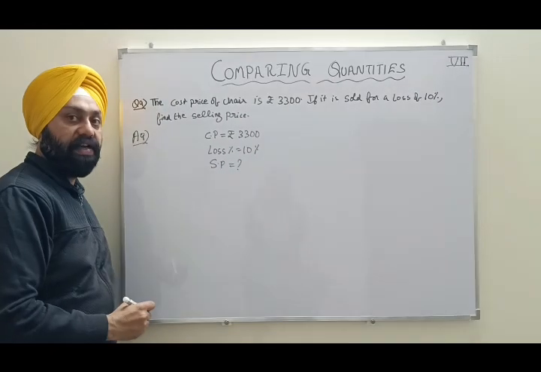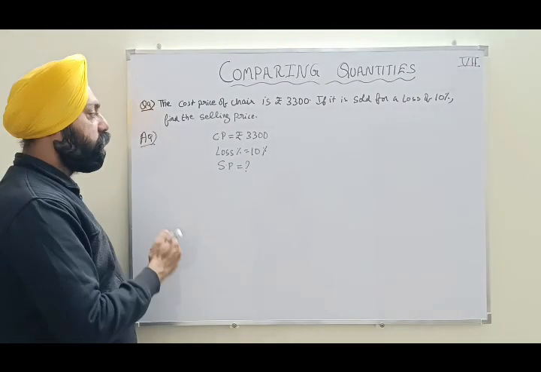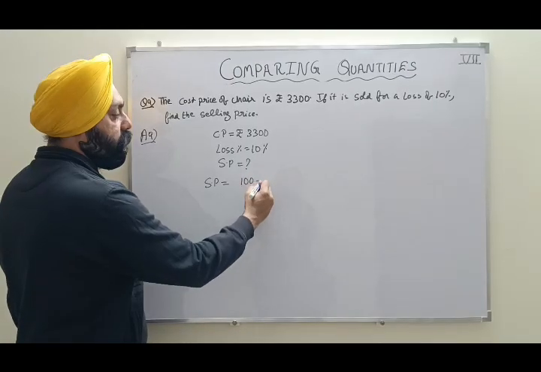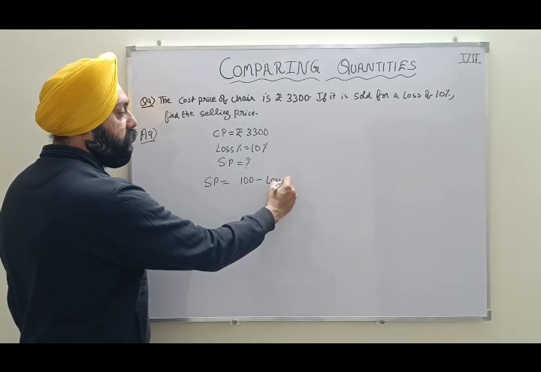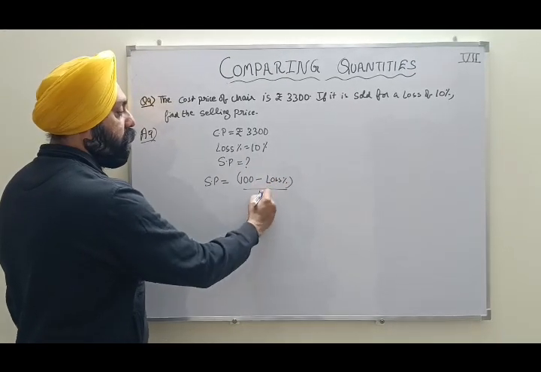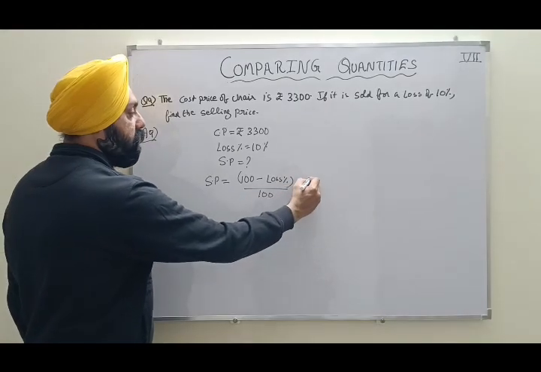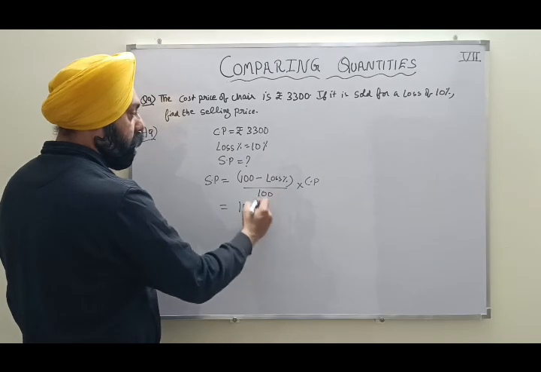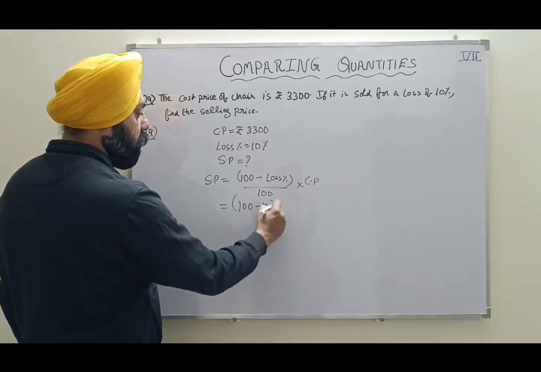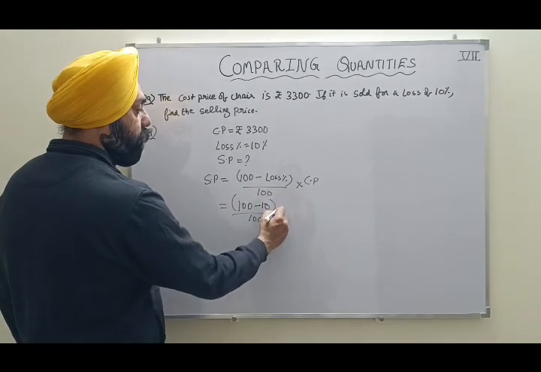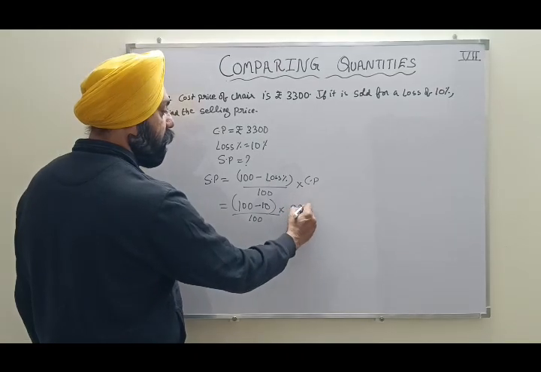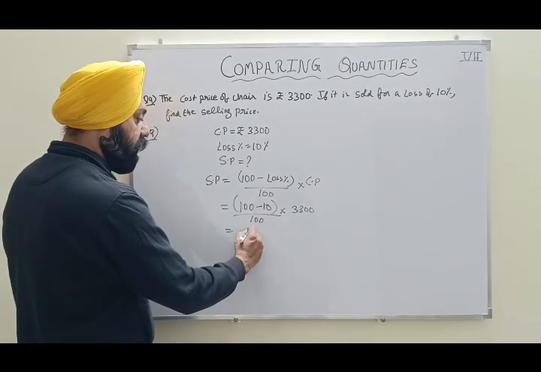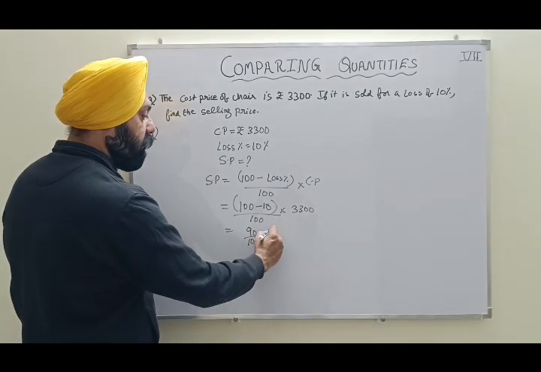So we know that the formula connecting selling price, loss and cost price is SP is equals to, because loss means subtraction, so (100 minus loss percent) upon 100, and whatever is there in the formula, just write it. 100 minus loss percent is 10, divided by 100 into CP was 3300. So 100 minus 10 will give 90. It's 90 divided by 100 into 3300.